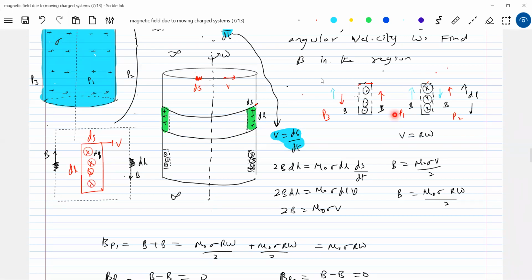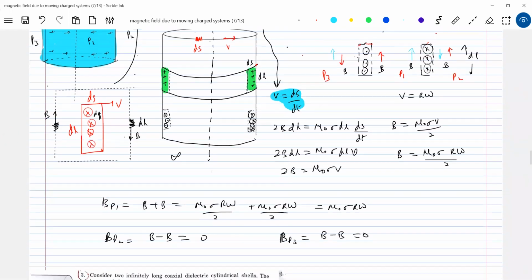Yes. The field inside the solenoid will be non-zero, no? The field outside the solenoid will be 0. This is external to the solenoid. These points P2, P3 are external to the solenoid. P1 is inside the solenoid. Got it? So these are some of the things.